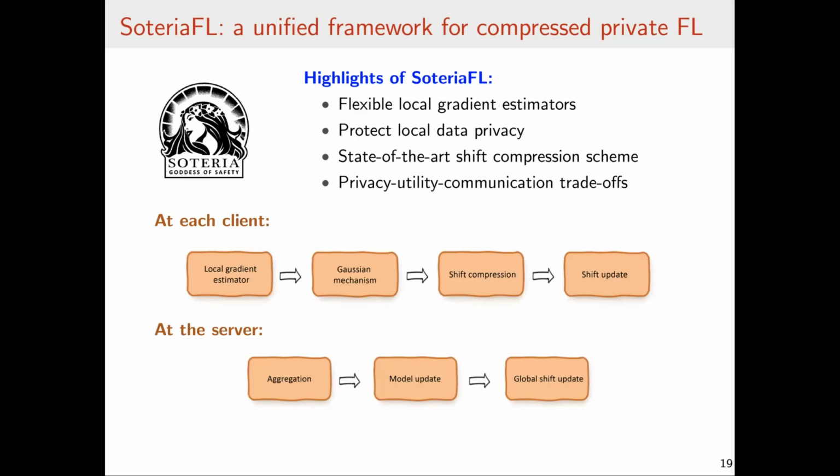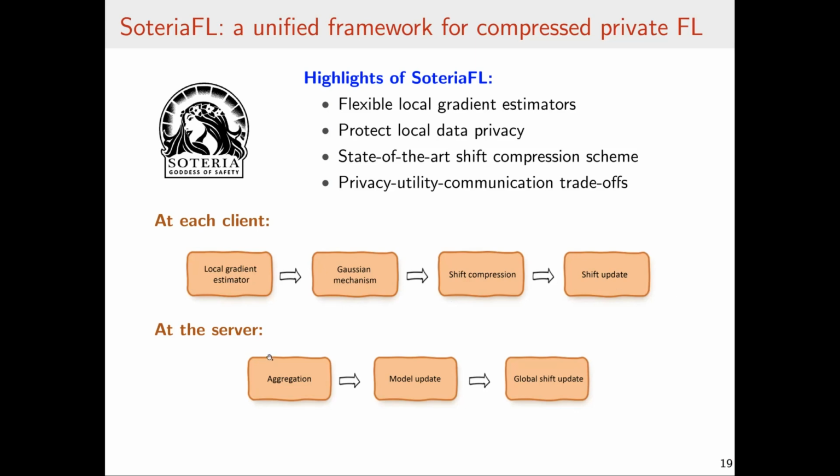Specifically, at the client level, every client does the following. It will first construct a local gradient estimate, and instead of directly compressing this local gradient estimate, you will first add in some privacy mechanism, for example the Gaussian mechanism, to guarantee local differential privacy. And our algorithm actually tells you what variance you should use in the mechanism in order to guarantee a certain level of differential privacy. And then we run this shift compression scheme to compress this noise-injected gradient estimate.